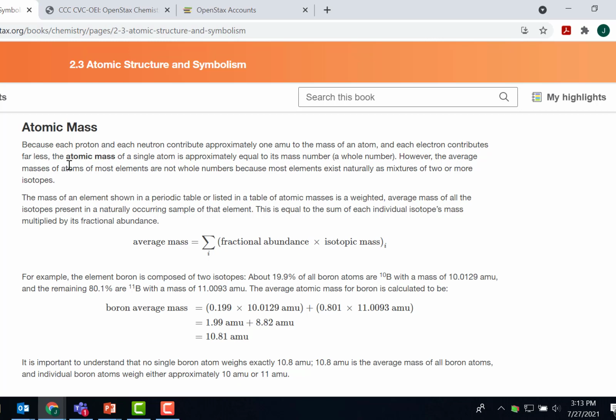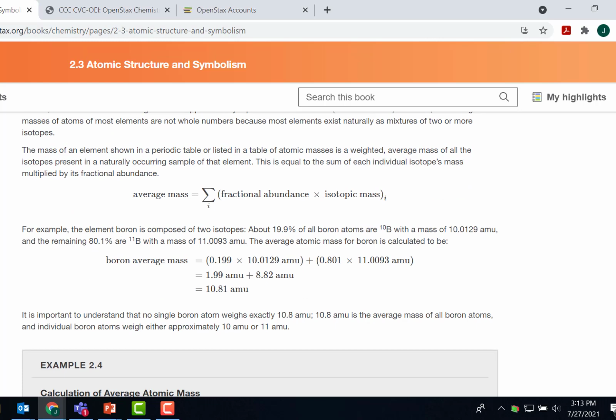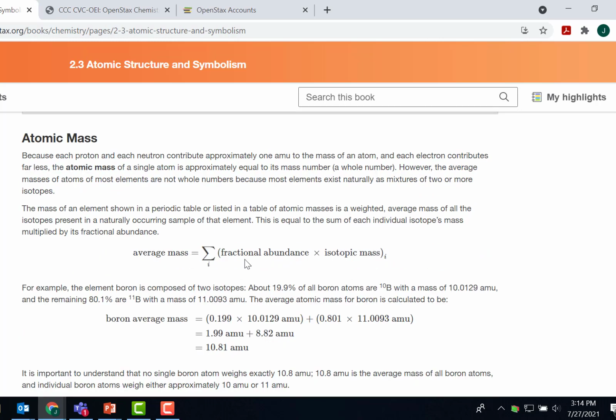So the atomic mass is for a single atom, but we can find the average atomic mass. So how we find the average mass is we add up all of those possibilities. This formula might seem a little bit complicated. So let's talk about what it means.